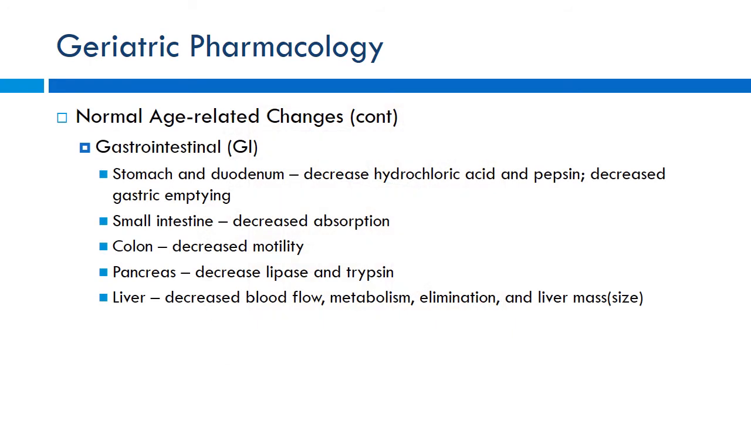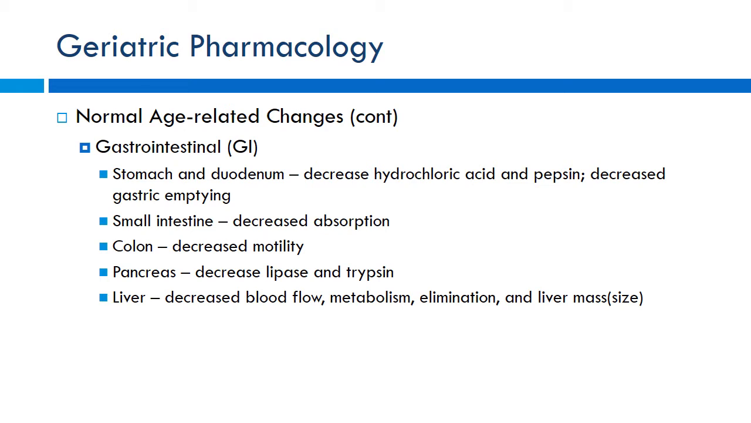So let's look at some normal age-related changes that occur with their kinetics. GI-wise, you're going to find that elderly patients, as far as the stomach and the duodenum, have decreased hydrochloric acid secretion and decreased pepsin. So you can end up seeing less digestion of food products coming through the GI tract, decreased gastric emptying, may have issues with absorption in the small intestine, decreased motility and constipation within the colon, and also a decrease in some enzymes being released from the pancreas, like lipase and trypsin, which are useful for breaking down fats and proteins, respectively.